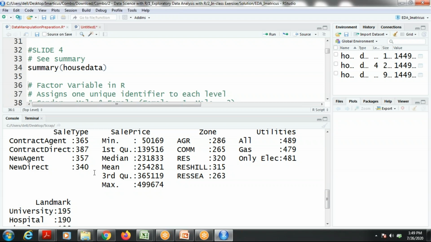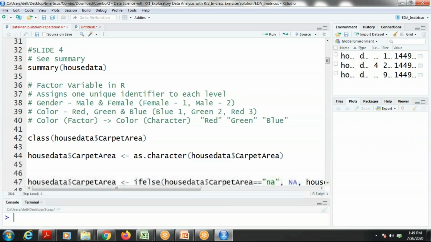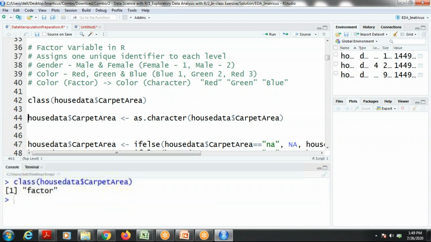Is that fine? Fine, Chinmay. Now we are going to look at the class for carpet area. If I run the class here, it is saying that the class is factor. That's what we just saw. Getting it?